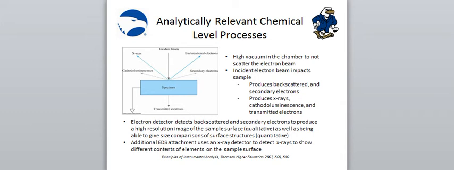The electron detector detects the backscattered and secondary electrons only, to produce a high-resolution image, and that is your qualitative data, as well as being able to give the size comparison of surface samples, and that's going to be your quantitative data. The EDS additional attachment gives an X-ray detector to pick up these X-rays, and it shows the different contents of elements on the sample surface.